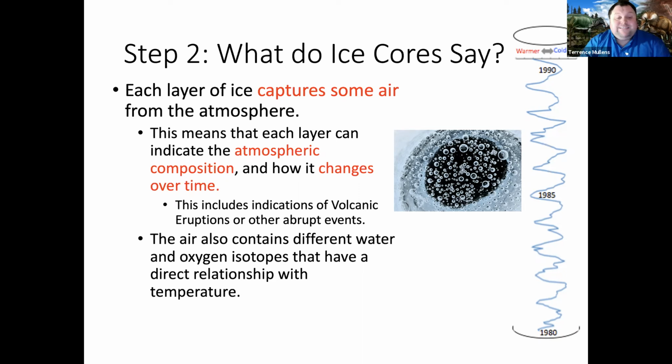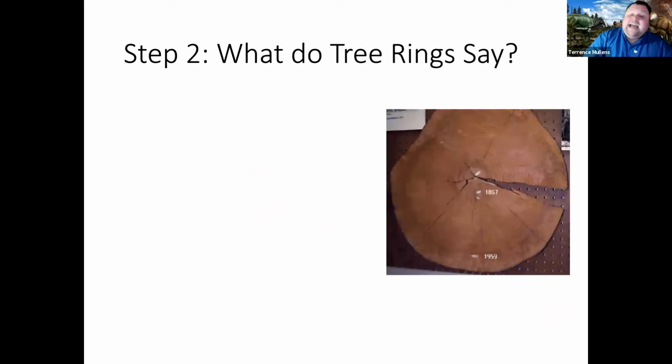What this means is that each layer can tell us a lot about the temperature and the chemical composition. The thickness of the layer can tell us how wet or dry it was. Also, any dust from volcanic eruptions can get trapped in there. All of this can tell us a lot about that particular time period. So that's ice cores.